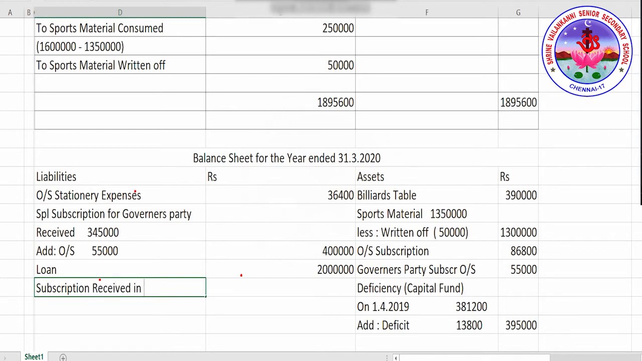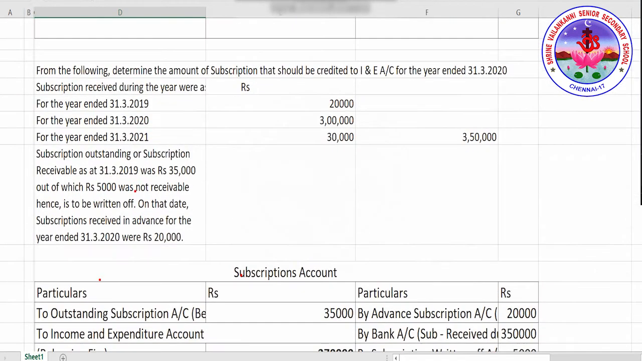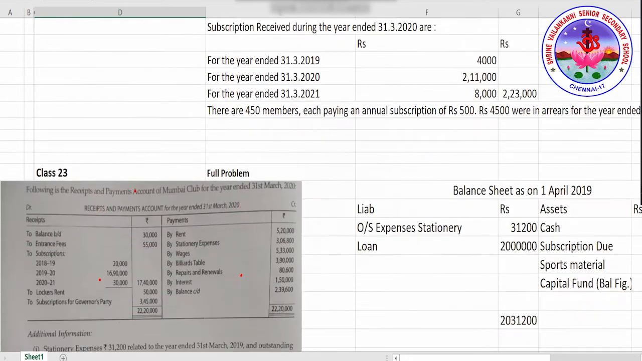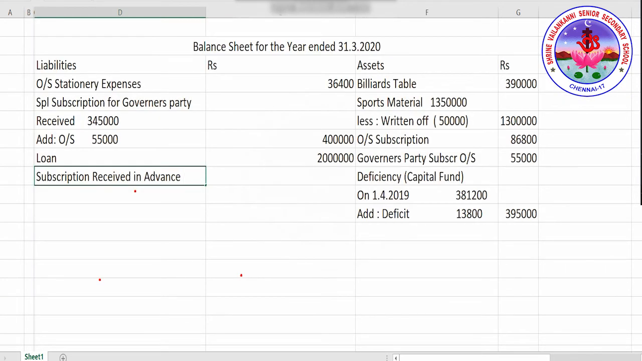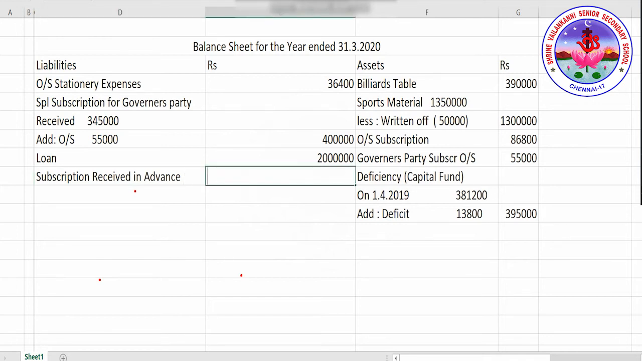Received in advance. What is this? See, if you see in the subscription entry, sorry, just look into this problem. See, if you see the subscription for 2021, 30,000. What is this? This is not outstanding. This is received in advance. So it is relevant for next year, which is received in this year itself. So that is the 30,000. So let me just erase this. I'm going to take you to the balance sheet where we are going to write subscription received in advance, which is nothing but 30,000.